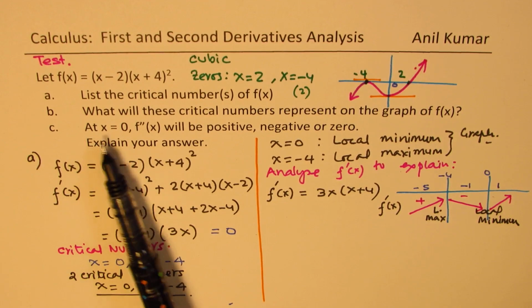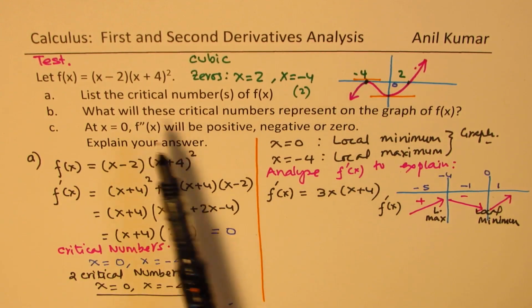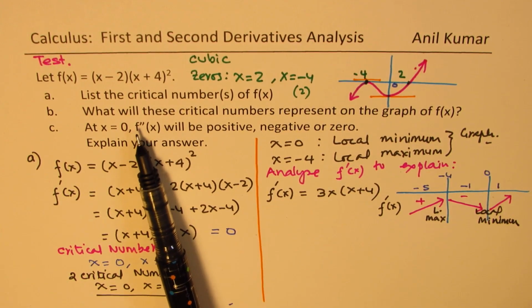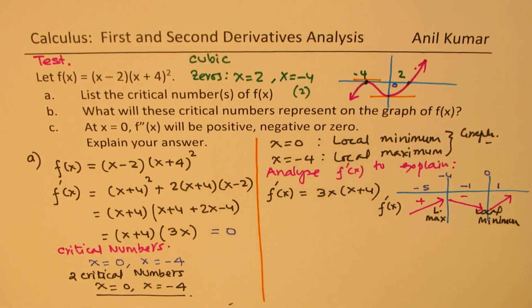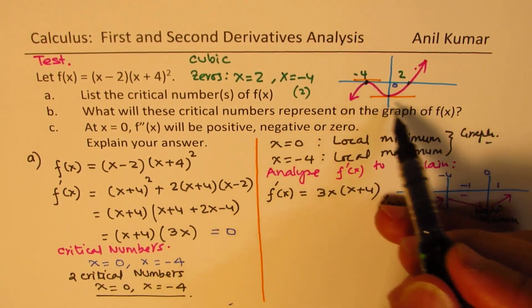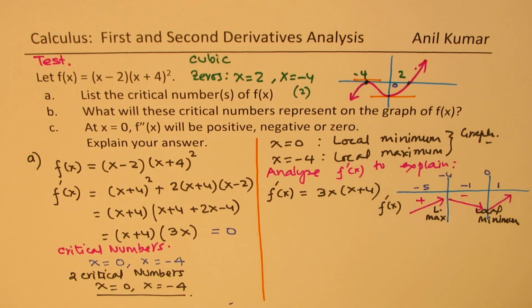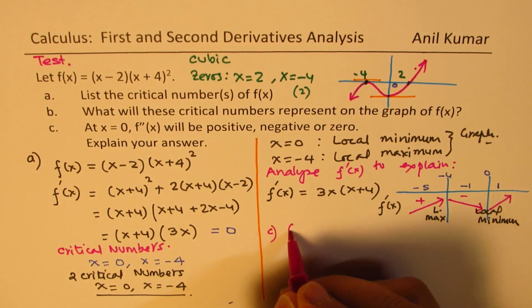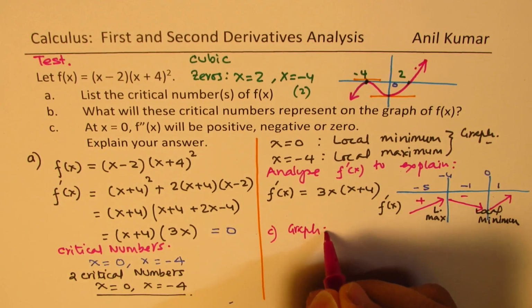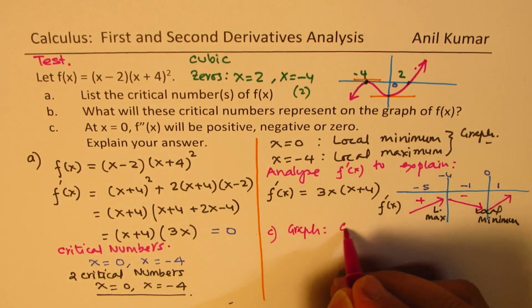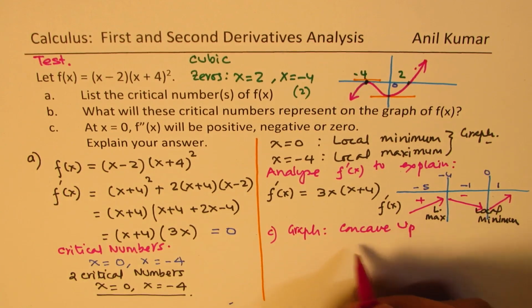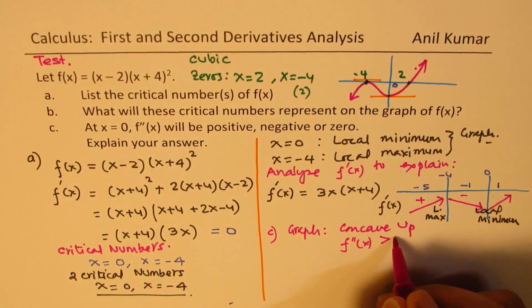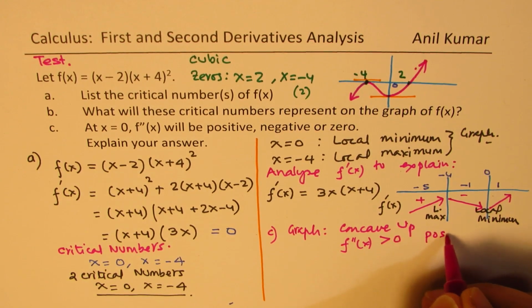See, at x equals 0, this point, f double dash, that means the second derivative, will be positive, negative, or 0. Well, from the graph, we can answer part C from the graph. We can say it is concave up, right? And that means that the second derivative should be greater than 0, or positive.